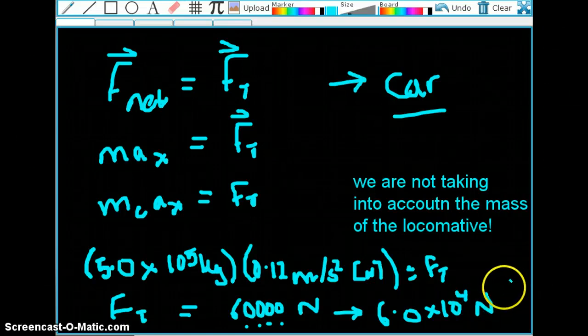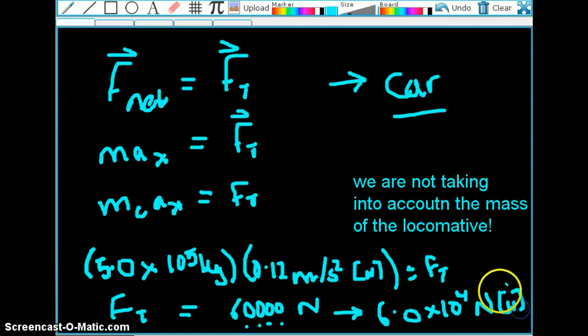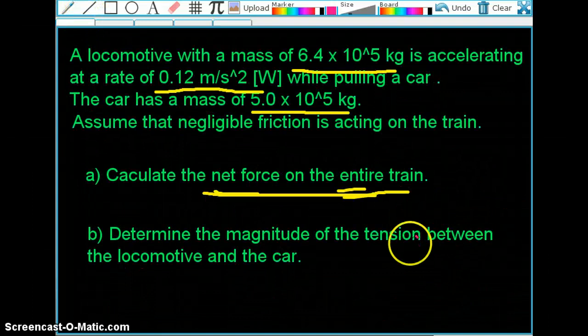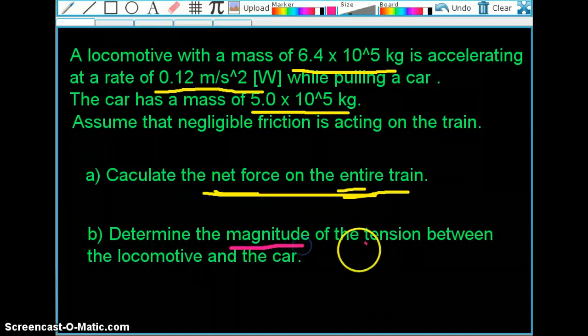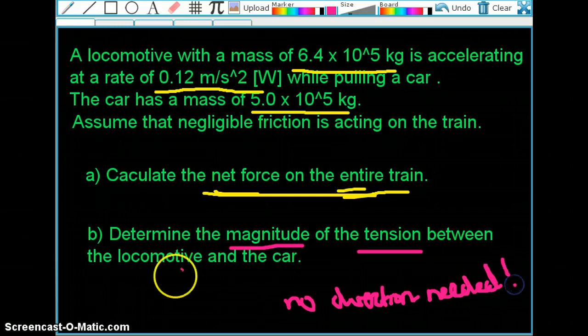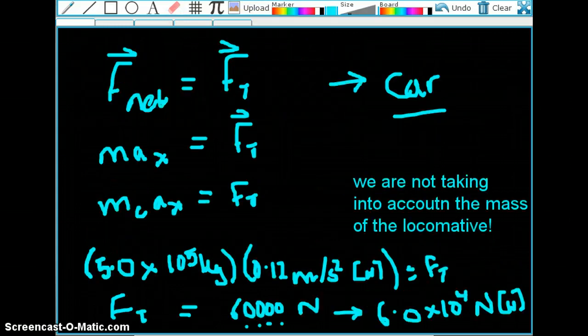Now, you can write the direction, sure, it's west, but you don't have to, because let's go back to the original question, and I seem to recall that it just asks for the magnitude of the tension, right? So essentially no direction is needed. But if you really want, you can still write it. If you want to be picky and make sure it's west, you can. But your final answer would be perfectly all right if you just wrote 6.0 times 10 to the 4 newtons.